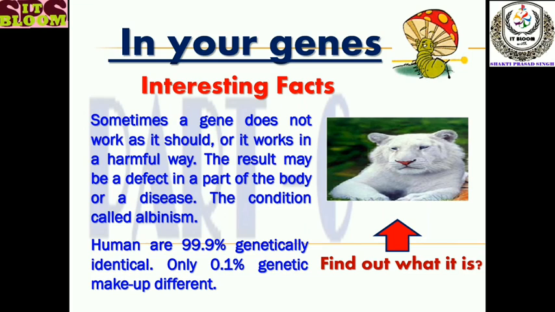Did you guess? This is an albino or white tiger. Have you heard about the white tiger? Yes, the white tiger is available in the world, but this happens due to the albinism feature of the genes in the tiger. Okay.